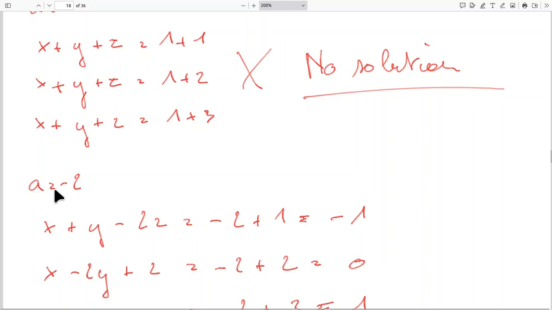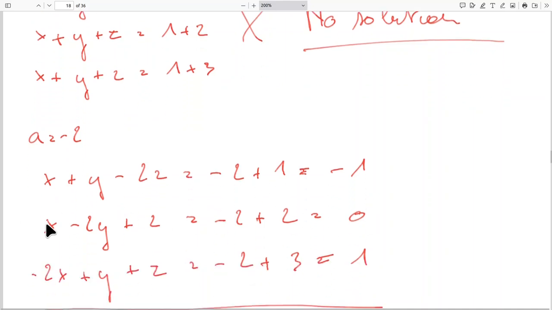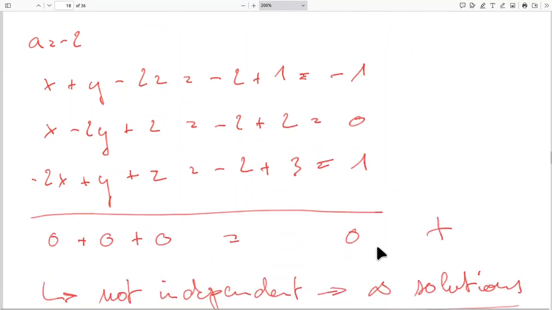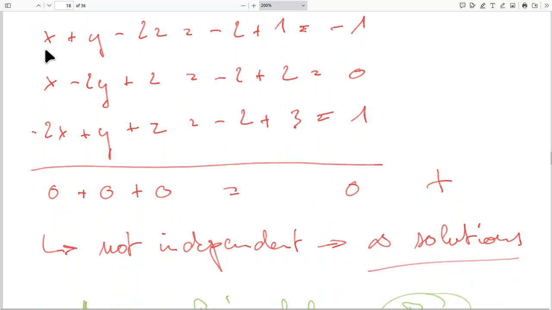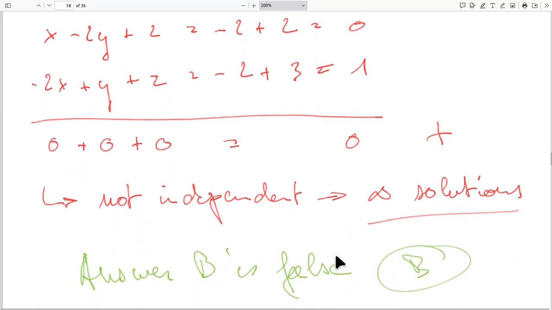If you fill in a is minus 2, then you get x plus y minus 2z is minus 2 plus 1 is minus 1, and x minus 2y plus z is minus 2 plus 2 is 0, and minus 2x plus y plus z is minus 2 plus 3 is 1. And if you sum all those three up, then you get x plus x minus 2x, y plus y minus 2y, z plus z minus 2z, so 0 plus 0 plus 0 is 0, which means that these three are not independent. And if they're not independent, you have infinitely many solutions.